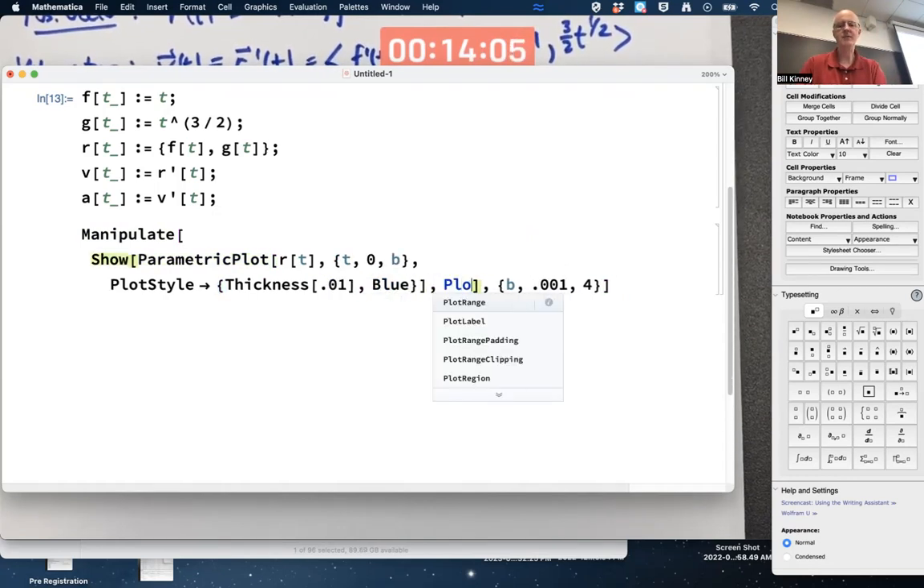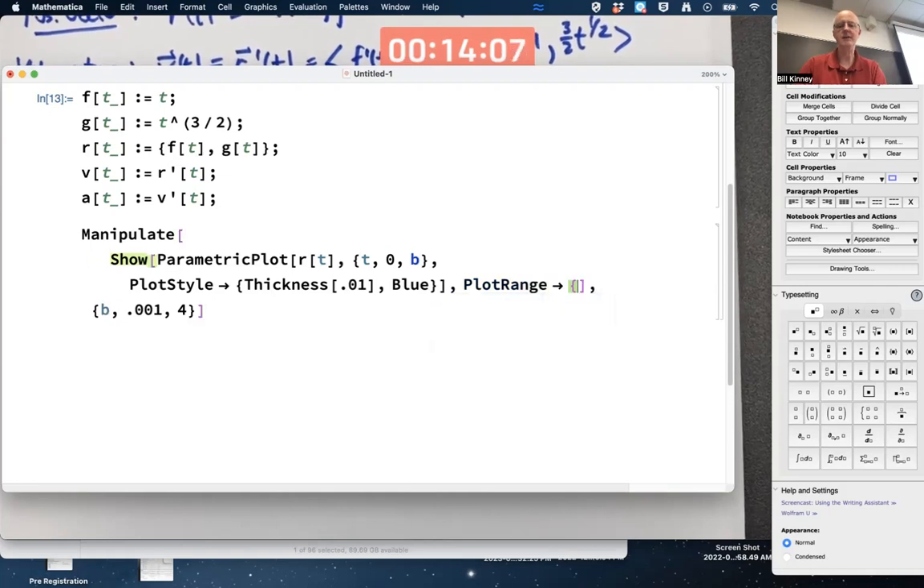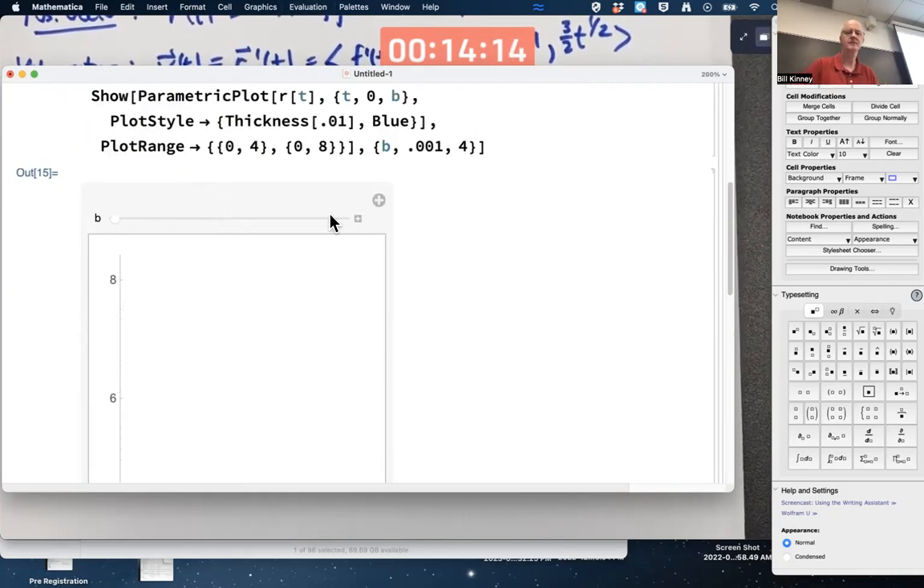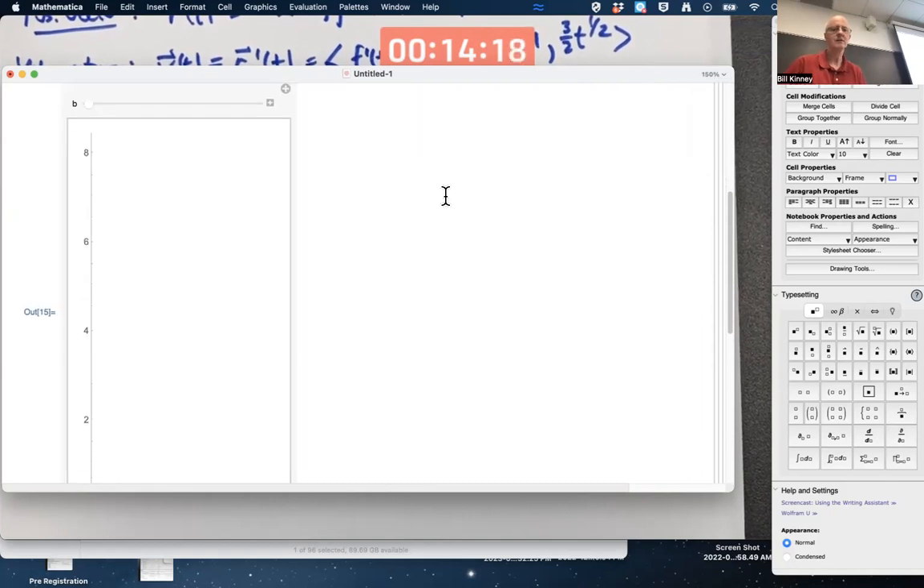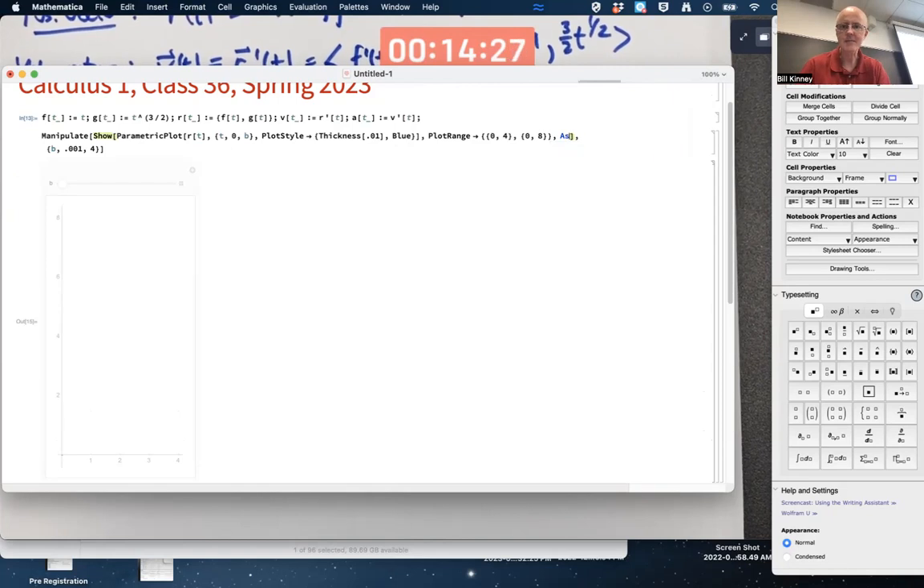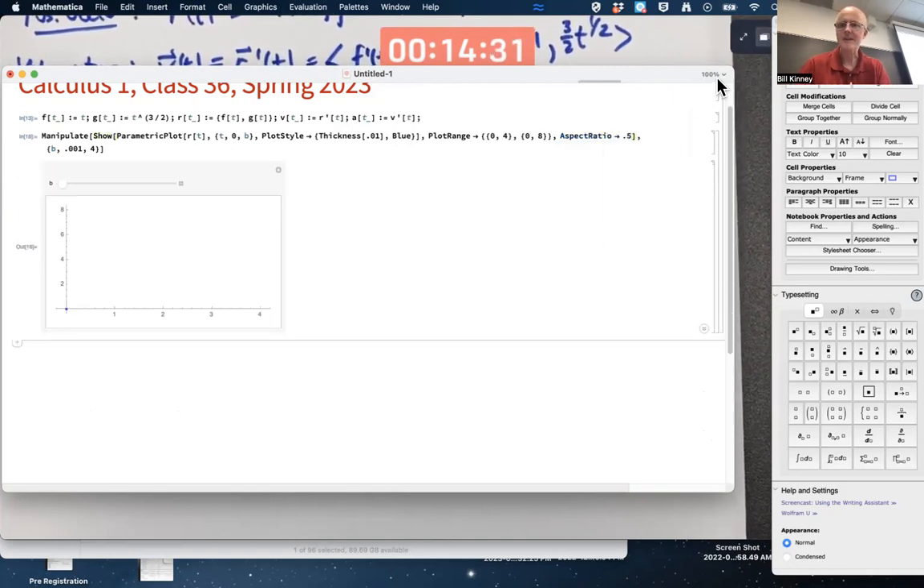I'm probably going to also want to fix the plot range to be like we did with the calculator, 0 to 4 in the horizontal direction, 0 to 8 in the vertical direction. This will make a graph as it stands. I have a tall, skinny graph. Maybe I should change the aspect ratio. Yeah, I probably should. Let me change the aspect ratio to make it not so tall and skinny. That'll be better. The axes are no longer to scale. I mean, they weren't to scale to begin with, I don't think, but.